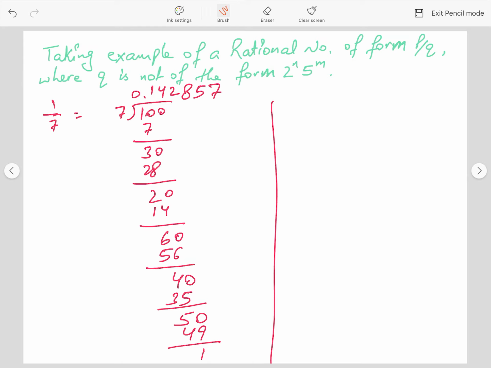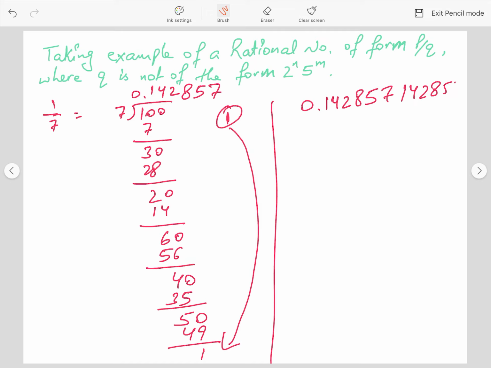So now we have got 1 in the remainder. Then afterwards this same process will repeat. From the process which we started from 1, now we are getting 1 again, and the same process will repeat. Okay, so the number will be 0.142857. After that again it will repeat 142857. So it will be repeating only, it will not terminate.